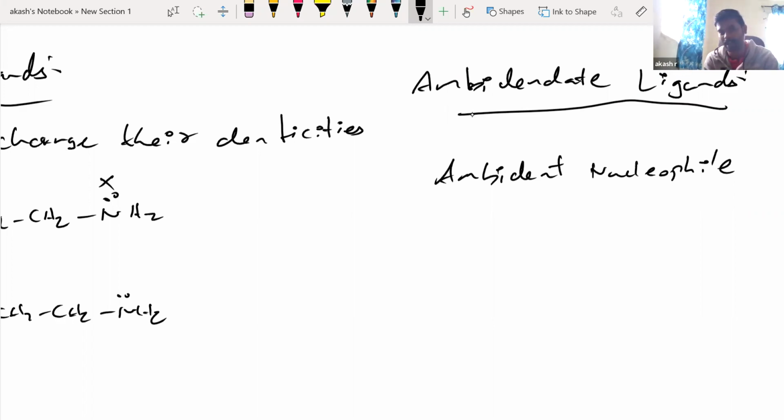What you're telling is okay, I understand what you're trying to say. But say there are two sites, or more than one site, and out of them only one is used. That means I can call it a flexidentate ligand. Why are we calling it ambidentate ligands then? Whatever ambident nucleophiles you can have, those can be ambidentate ligands also in coordination compounds.